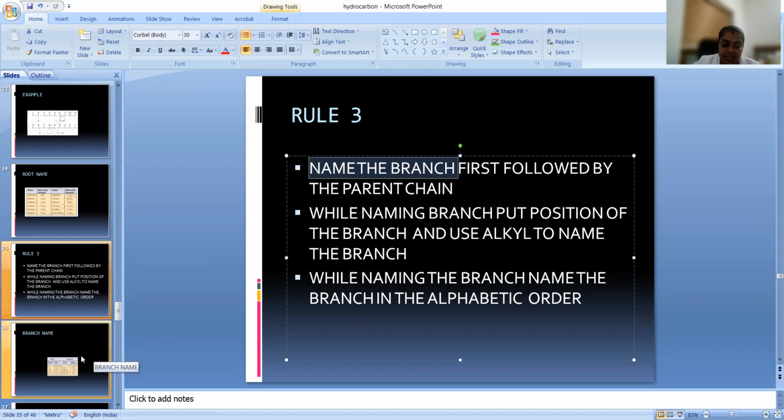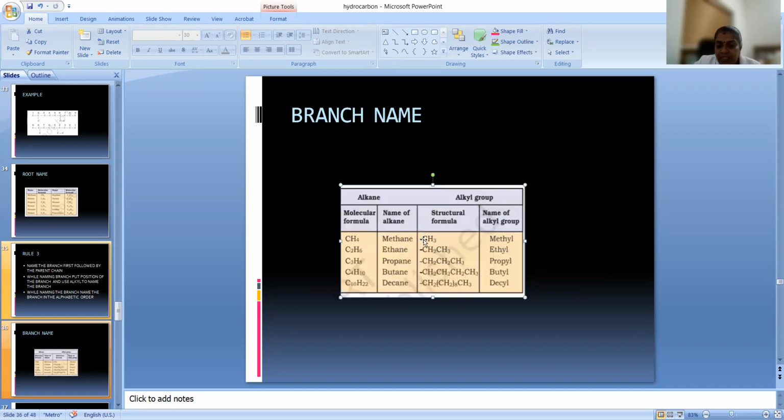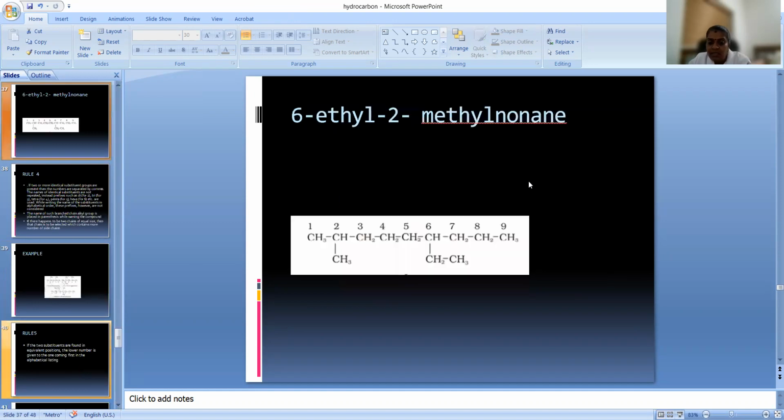Let us see that case also. Before that, we have to understand how to name the branch. If there is a branch like CH3, it is methyl. If the branch consists of 2 carbon atoms, ethyl. Alkyl, like that we are naming. If 3, propyl, then butyl, decyl. In this way, we can name it. Now look at this.